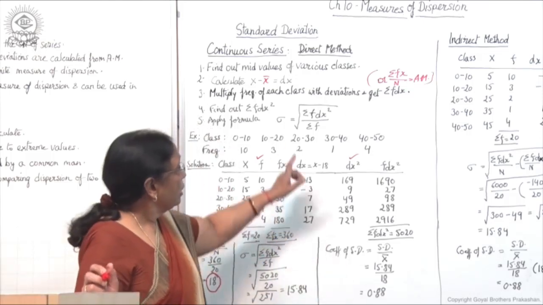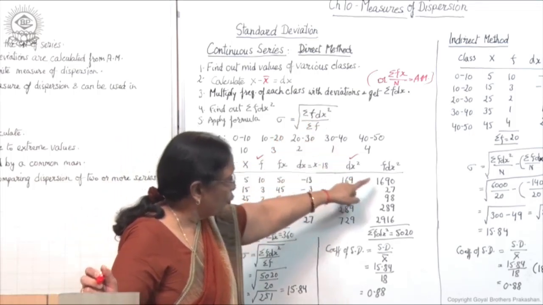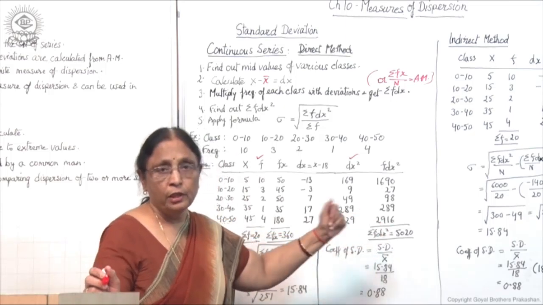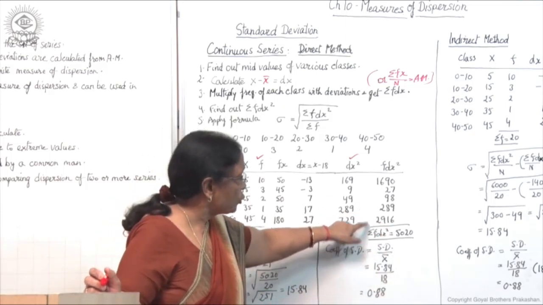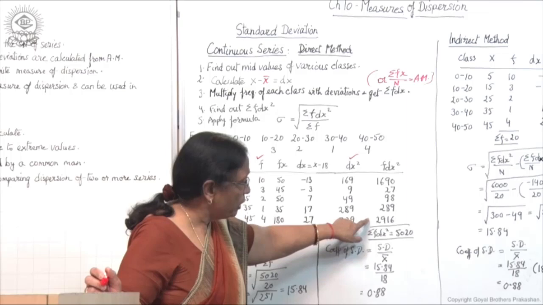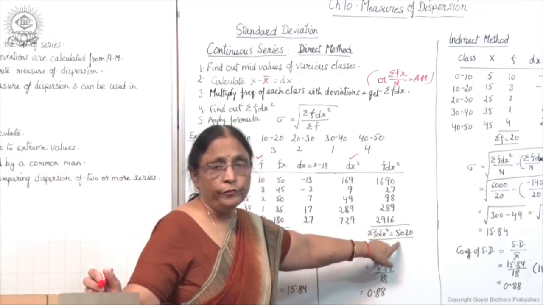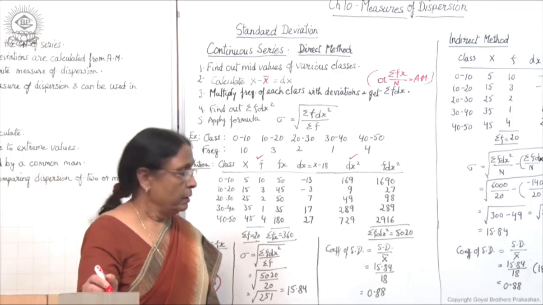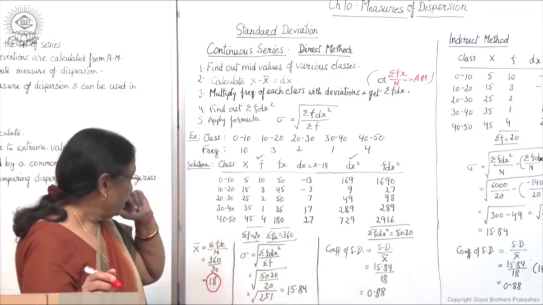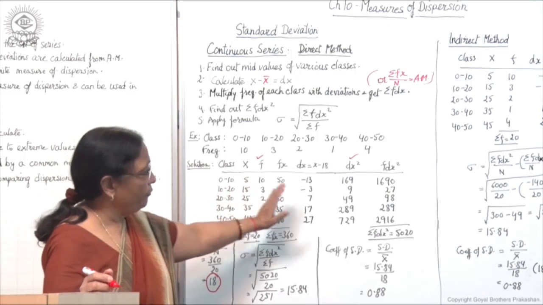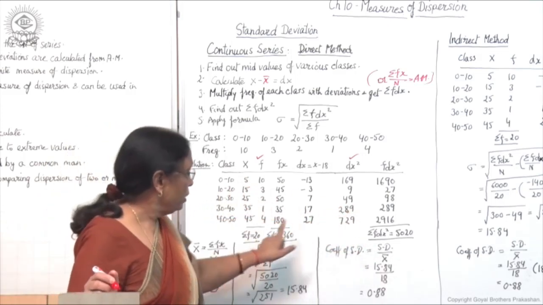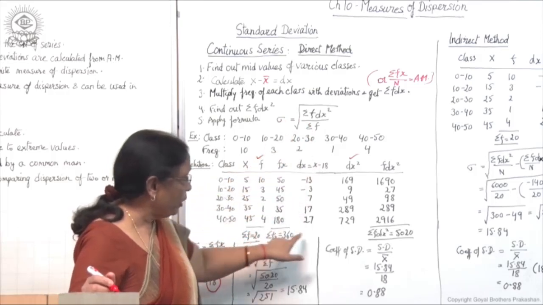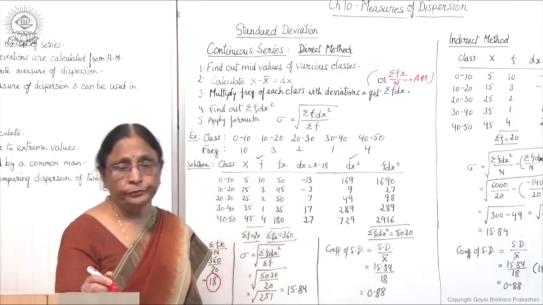After this, you need sigma f dx square, so you have to add up this to get the total, sigma, you know that is the total. So sigma f dx square, add up all these and you get the figure 5020, right. Now, one part of this is complete, you have made the columns, you have got the values what you need in the formula that you have calculated over here.